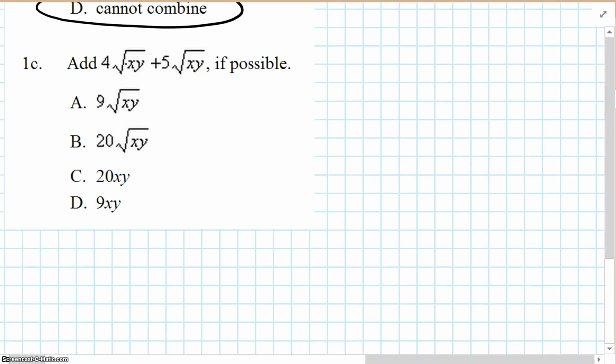Alright, add 4 square root xy plus 5 square root xy. The radicand and the indexes are the same, so we can combine like terms. So it's going to become 9 square root xy.